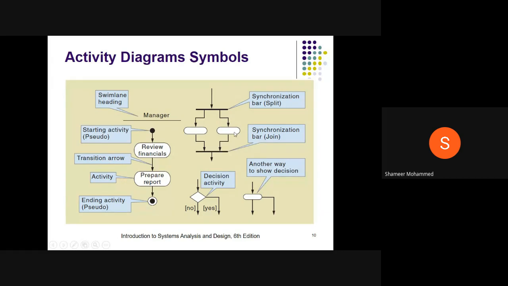And this one is called synchronization bar, or it is also called fork, and this one is called join. You are splitting the activities into two parts, and here you are merging them into a single part, single step. One input, two outputs, two inputs and one output again. So I will show this with the help of an example in the next slide. So all these symbols we have to use to draw the activity diagram.